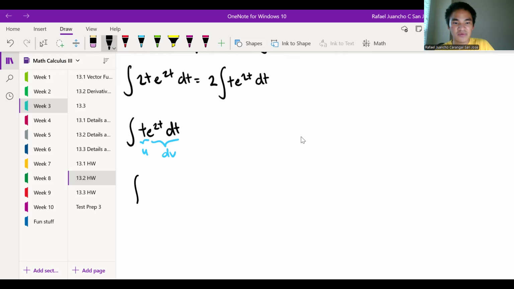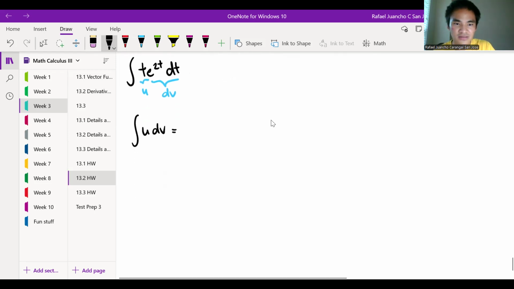So the idea is I pick a u and a dv here, and when I integrate this thing, I will get, there's a formula I memorized. Let's see if I can do it again. I get something like, so I have a u and a dv. I get a v du times v.